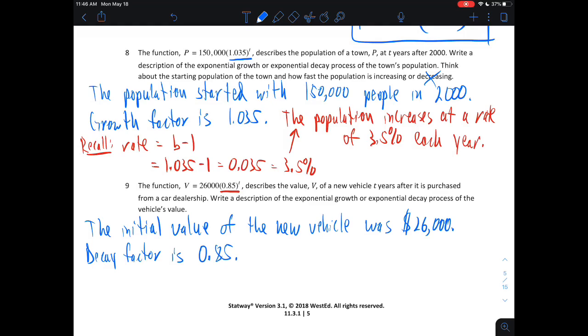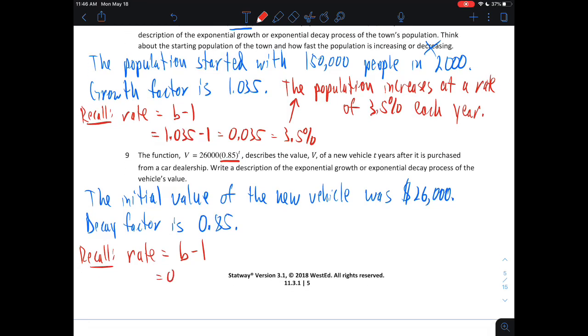How did we use this back in Module 4? The exact same thing that I wrote down in number 8. Recall, rate is equal to b minus 1, which in this case is 0.85 minus 1. And when you subtract that, 0.85 minus 1, that says negative 0.15. Now the negative, what is that implying here? That's implying decrease in value, decay. So this says negative 15%, which how do I interpret that?